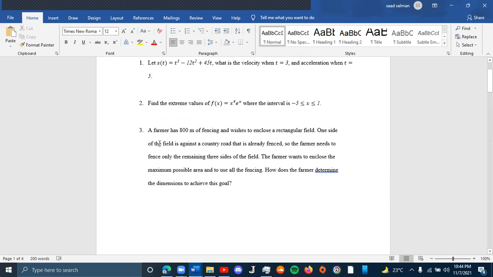Now we'll move on to question number 3. A farmer has 800 meters of fencing and wishes to enclose a rectangular field. One side of the field is against a country road that is already fenced. So the farmer needs to fence only the remaining 3 sides of the field. The farmer wants to enclose the maximum possible area and to use all of the fence. How does the farmer determine the dimensions to achieve this goal?